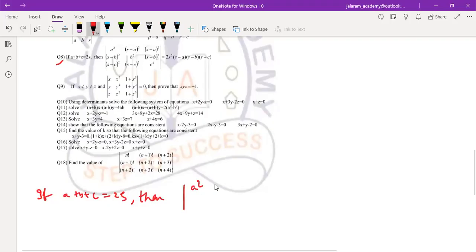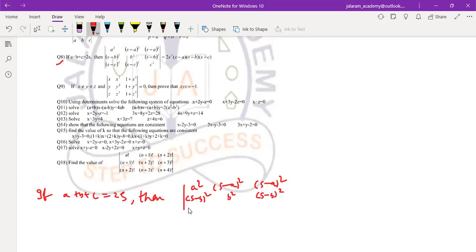the determinant with rows a square, (s minus a) whole square, (s minus a) whole square; (s minus b) whole square, b square, (s minus b) whole square; (s minus c) whole square, (s minus c) whole square, c square equals 2s cube into (s minus a) into (s minus b) into (s minus c).